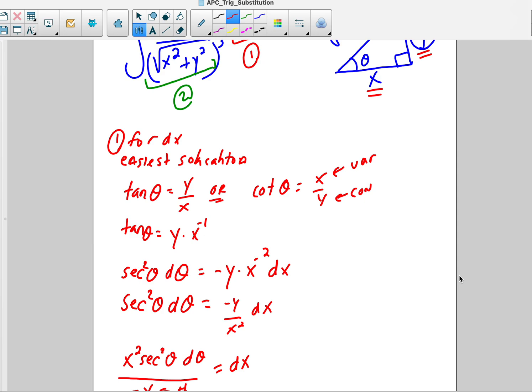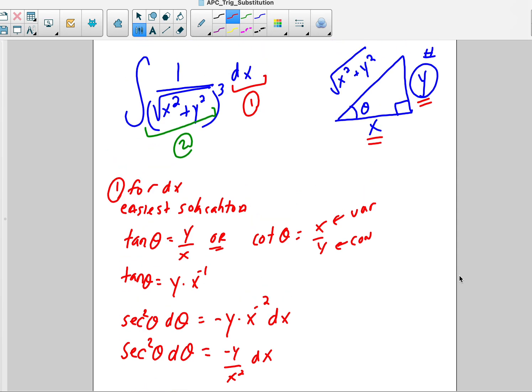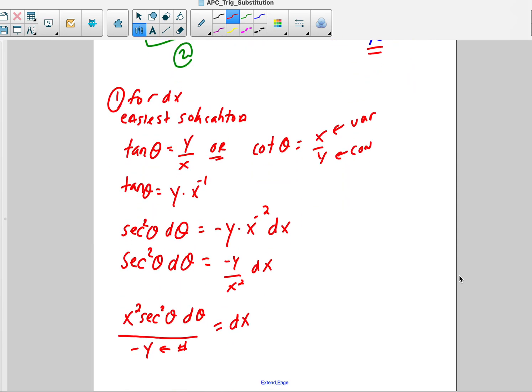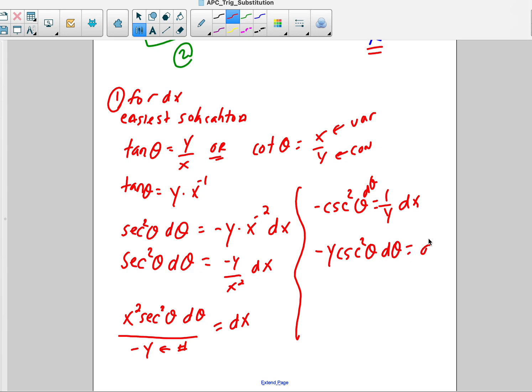If I had chosen, I guess, to go the other direction, I think this is fine. I think it might have been a slightly easier option to pick the cotangent. If I had done this instead, the derivative of cotangent is negative cosecant squared. And on this side, I would have just gotten a 1 over y dx, which means that this ends up just being a negative y cosecant squared theta d theta, sorry, there's a d theta there, mea culpa. So I think this is better, right?